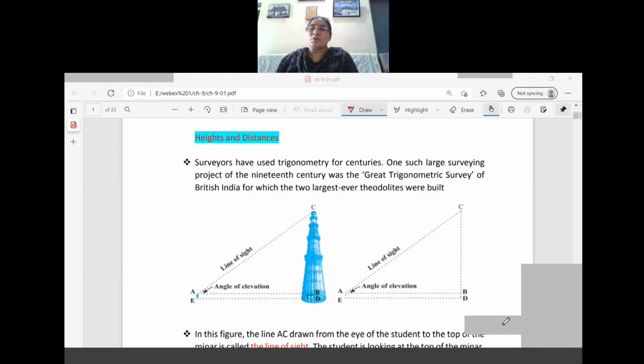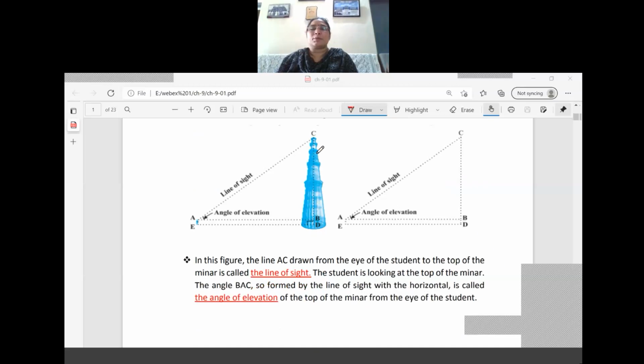Surveyors have used trigonometry for centuries. One such large surveying project of the 19th century was the Great Trigonometric Survey of British India, for which two of the largest ever theodolites were built. Here in the figure, you can see the Qutub Minar, the same example we have seen in the trigonometry chapter. On one side the Qutub Minar is there. In the figure, you can see a right angle triangle and one observer. Somebody small is watching the Qutub Minar. That is the situation for us.